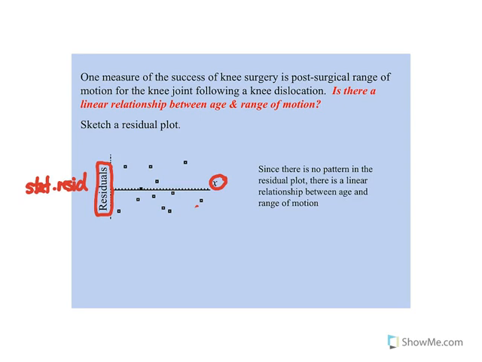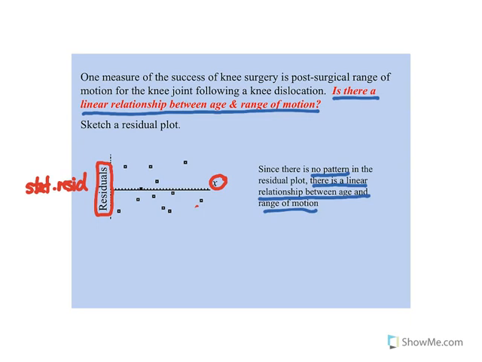This allows us to answer the question, is there a linear relationship between age and range of motion? Because that relationship might be quadratic, cubic, or exponential. Well, if we look at this residual plot, since there is no discernible pattern in our residual plot, that means there is a linear relationship between age and range of motion. So a linear relationship is appropriate.